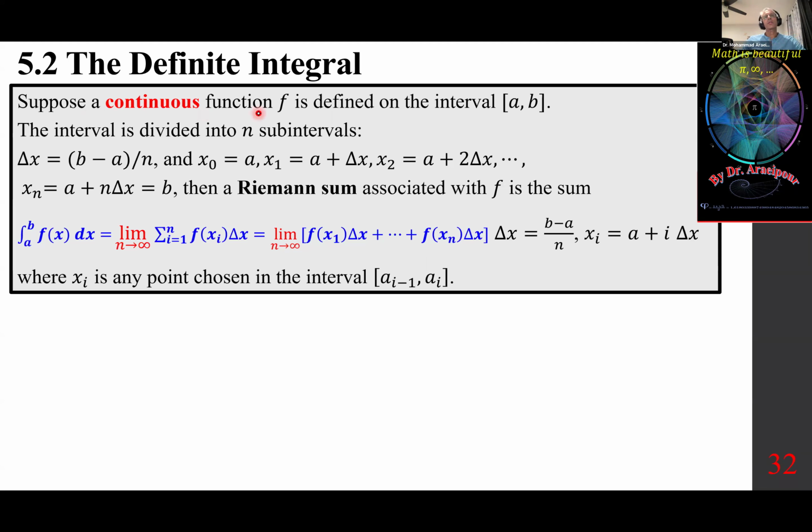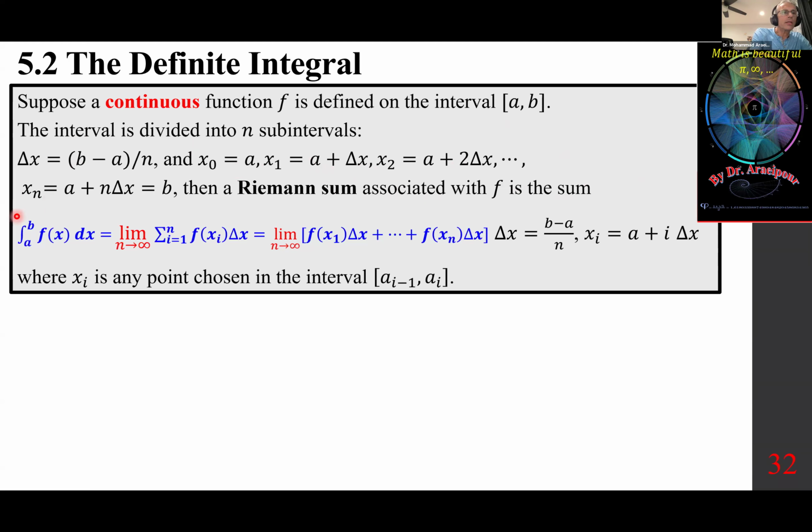Suppose a continuous function f is defined on the closed interval of a to b. The interval is divided into n subintervals. Delta x equals b minus a over n, and x sub 0 is a, x sub 1 is a plus delta x, and so on and so forth. Then a Riemann sum associated with f is the sum that we have here.